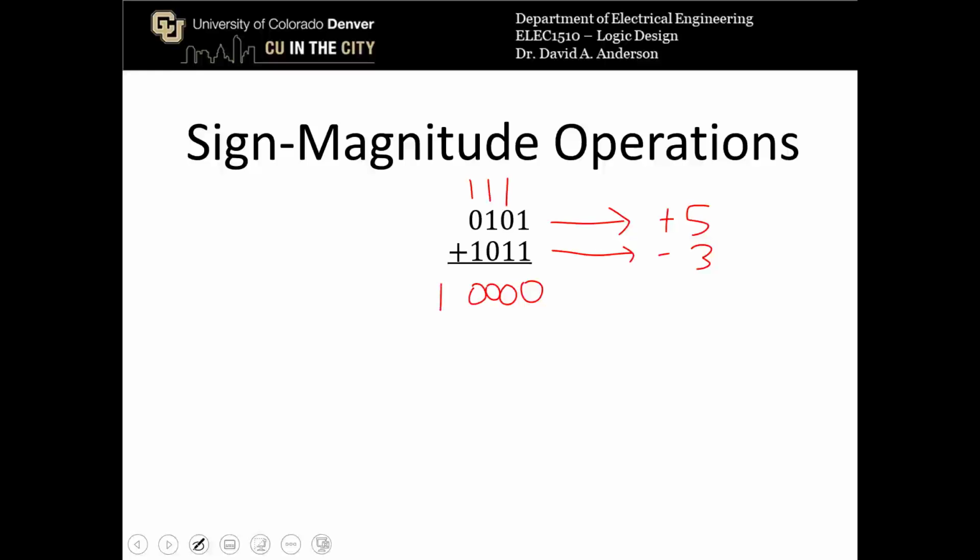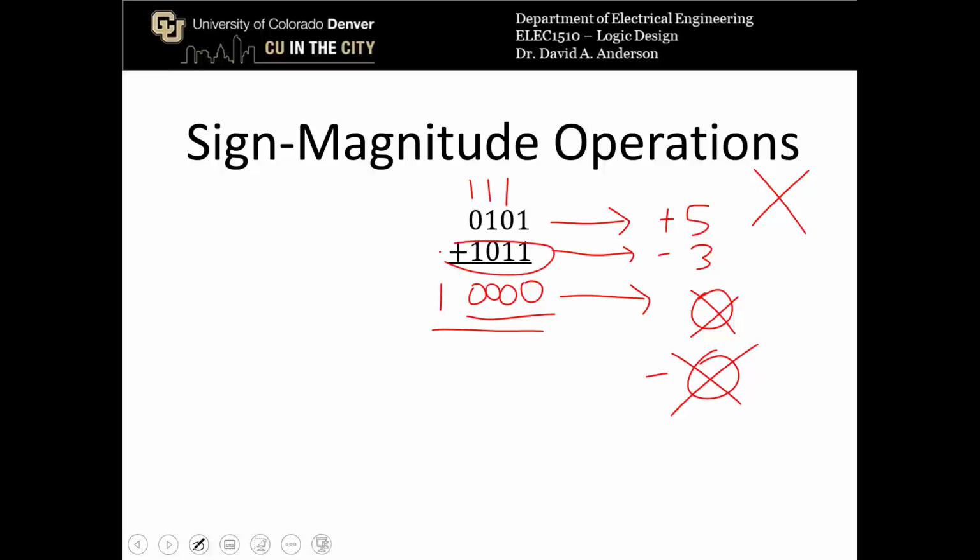Now, depending on how you want to interpret this, you can either interpret it as a 4-bit number, in which case you would get 0, which is wrong, or you could interpret it as a 5-bit number, in which case you would get negative 0, which is also wrong. So sign magnitude operations, addition and subtraction, don't work. This is a representation for negative numbers, but it doesn't allow for operations to work.